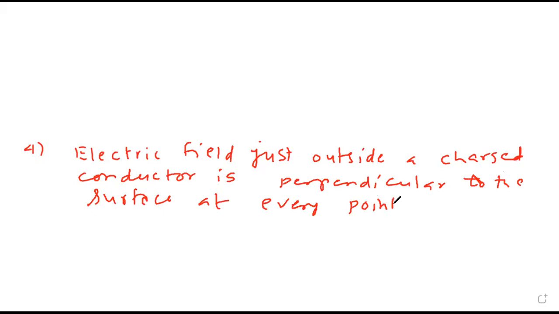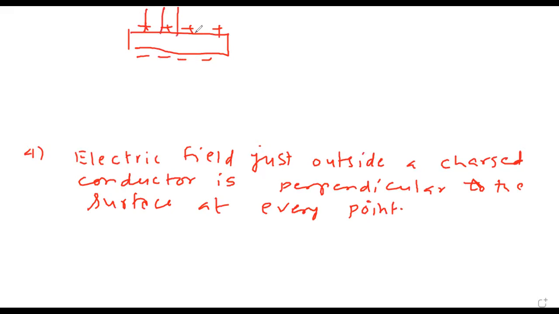This we have studied in the properties of lines of force. Like this is, suppose, a metal conductor. Here we have given positive charge, here negative charge. Then everywhere the field will be perpendicular to the surface, outward for positive, inward for negative. This is the meaning: electric field outside a charged conductor is perpendicular to the surface at every point.